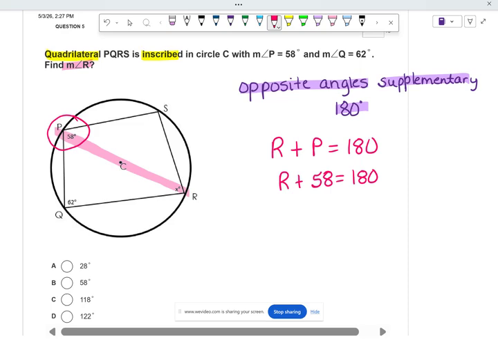All right, you could just subtract 58 from both sides to solve for r, or you can change that r into an x and type it in Desmos. Okay, whichever way you decide is fine, but what you're going to end up getting is angle R equals 122 degrees. Remember, these three little dots mean therefore angle R equals 122.